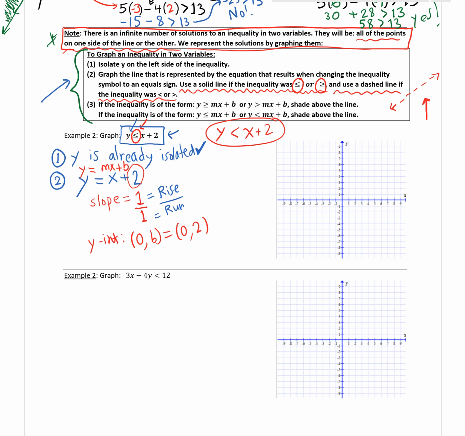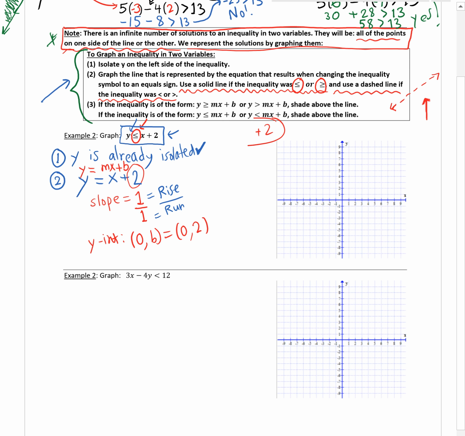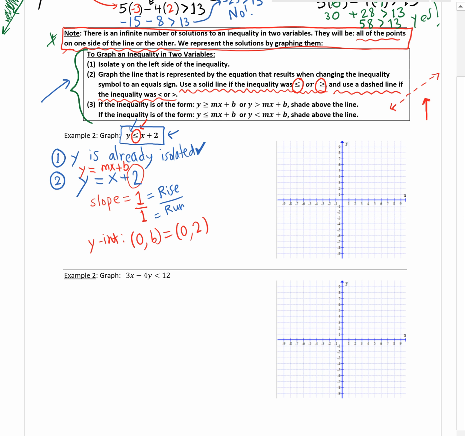I guess the reasoning is because y can be less than, but it can't be equal to. That's not part of the equation. So you only want to count the points that are on the line if you have an "or equal to" in your inequality, because that means all the points on the line are solutions. So we got lucky in this one. We have an "or equal to," so I don't have to worry about it. I'll just make it a regular line.